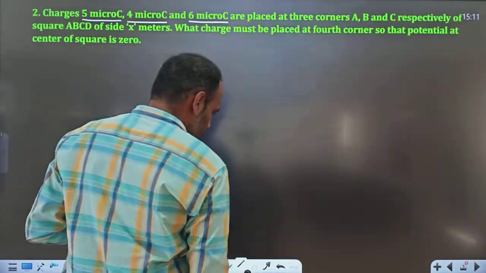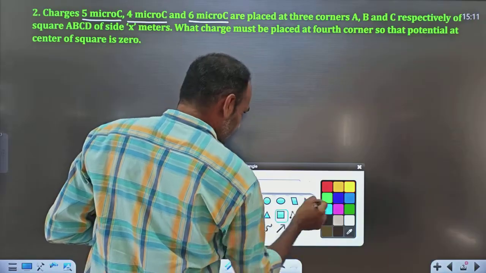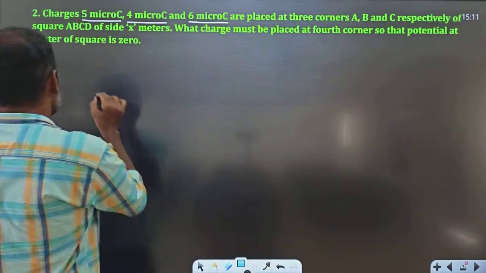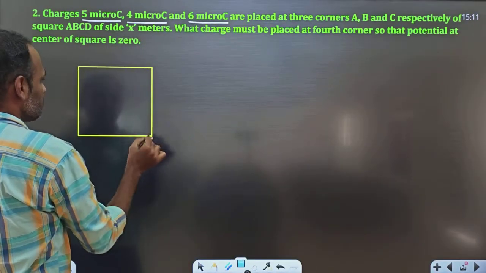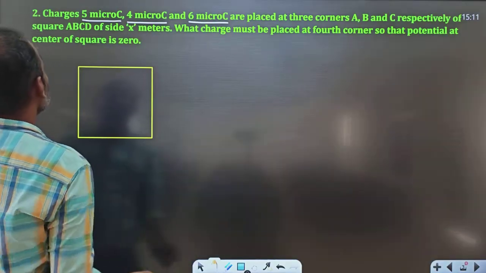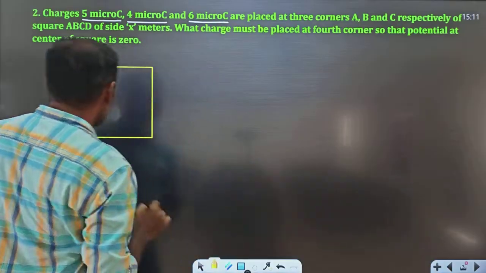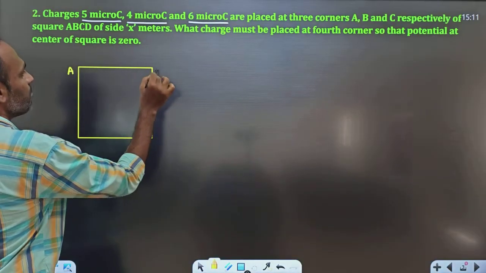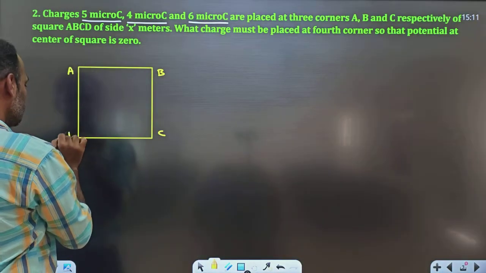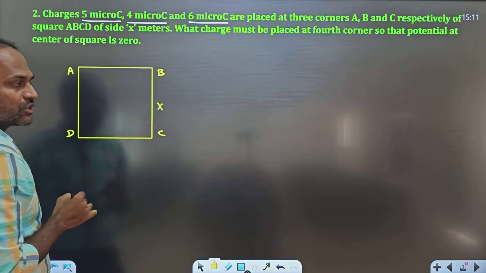Okay, it is again on the square. So the geometrical figure given in this problem is also a square. So let me take a square here first. Okay, this is the square. I will name that square as ABCD, since it is given in the question itself. The side of the square is given as x meters.